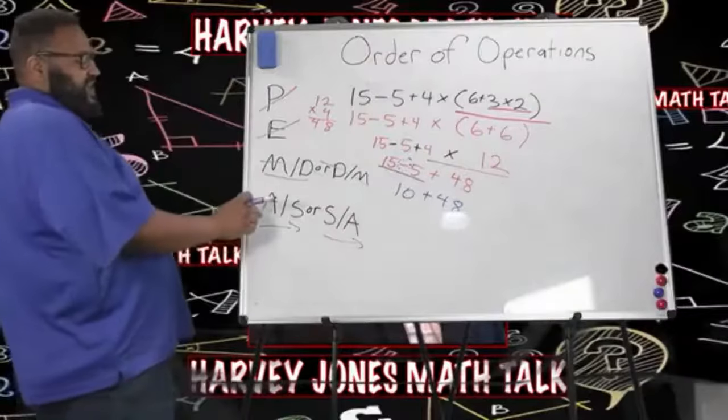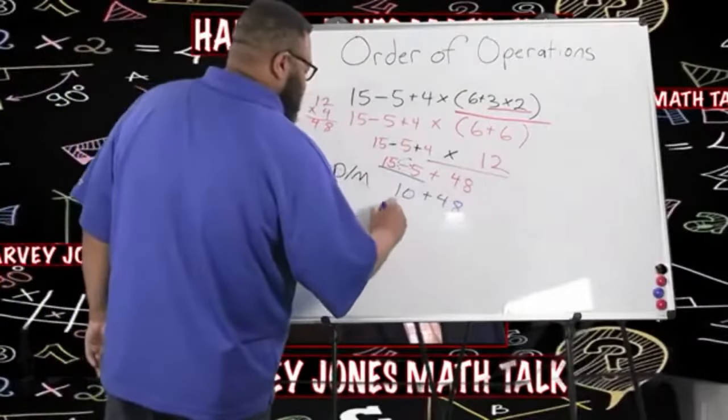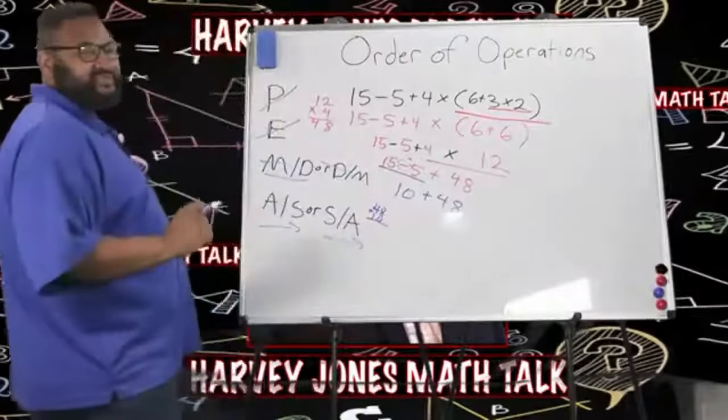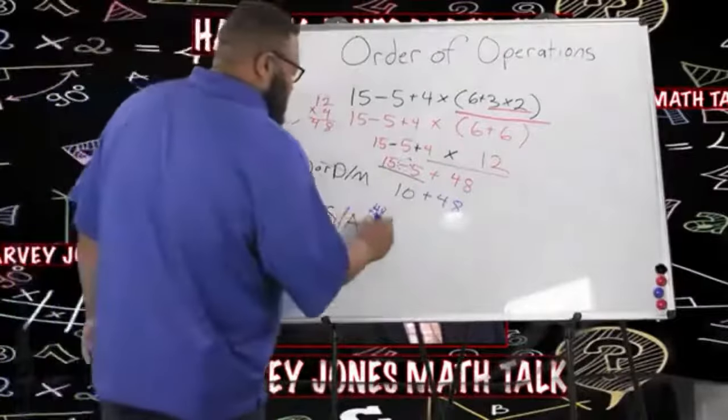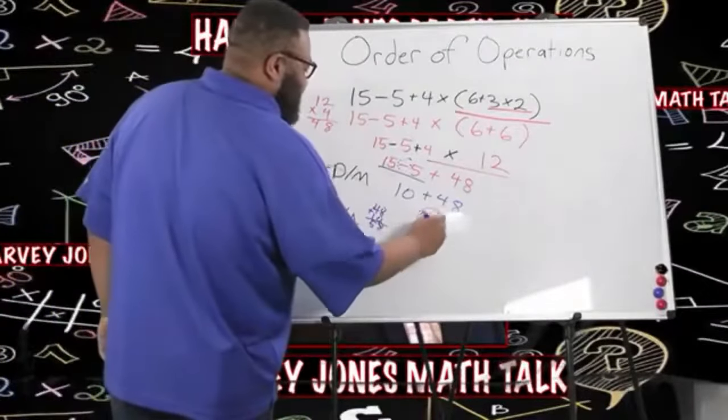What do I have left? I have my addition left. 10 plus 48. Some of you already did that in your head because you guys are all using mental math. Thank you. And if I did that correctly, that should be 58.